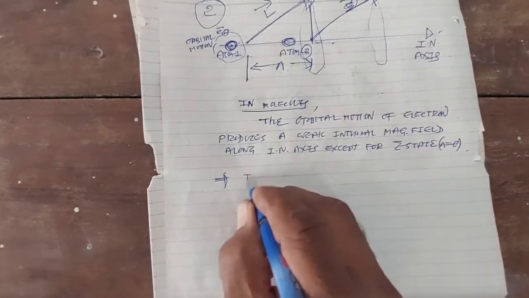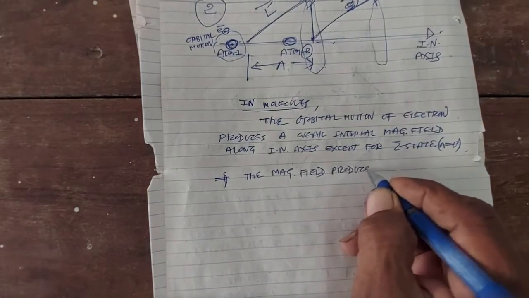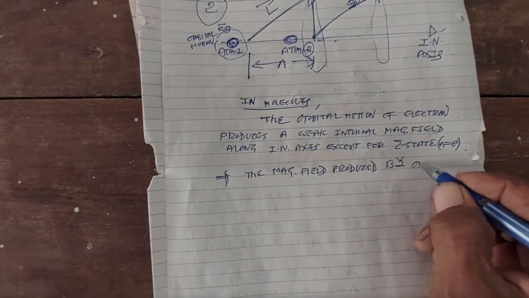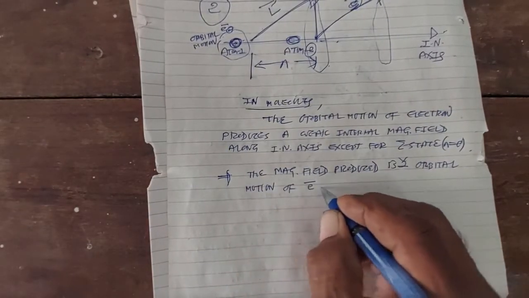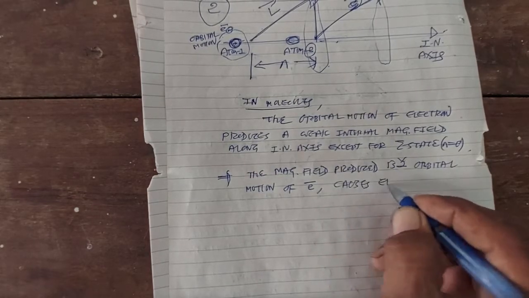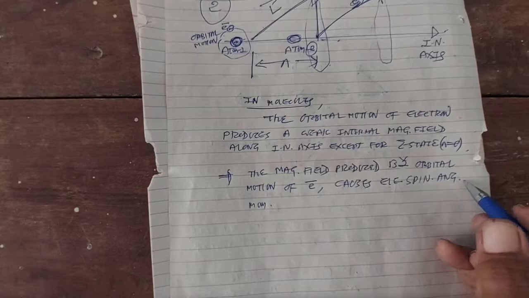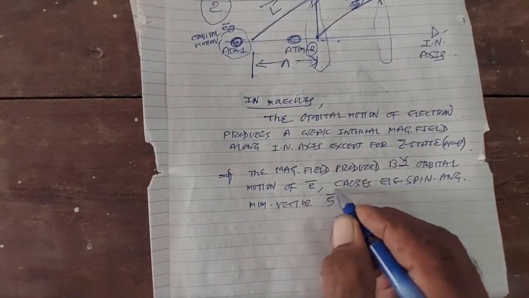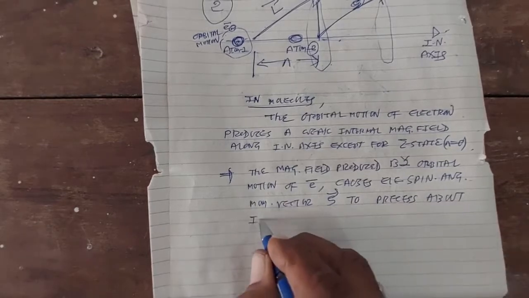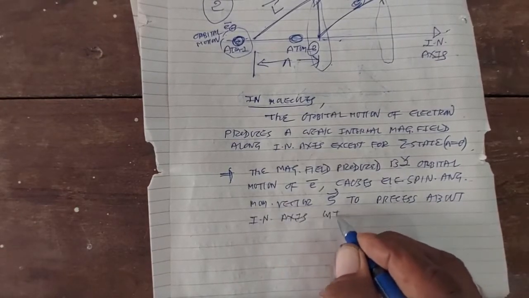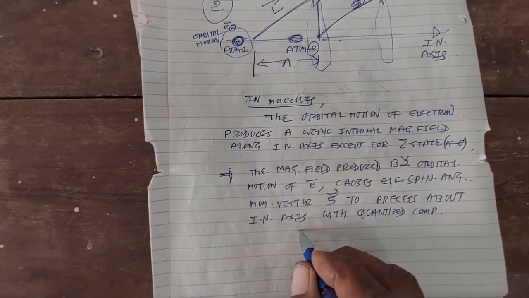The magnetic field produced by orbital motion of electron causes electronic spin angular momentum vector s to precess about the internuclear axis with quantized components sigma h upon 2 pi, right?